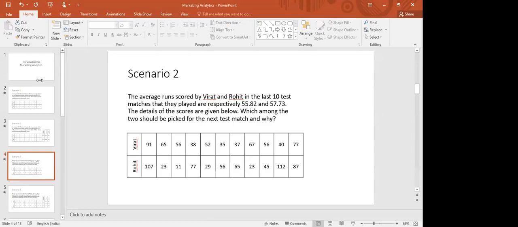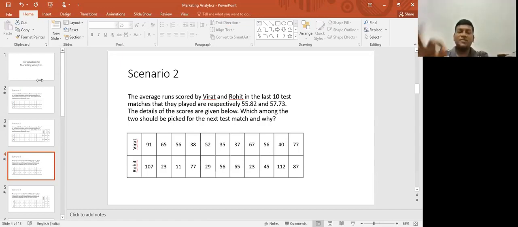If you look at the 5-point summary, then quartile 1 for Virat. Just hang on one second, Deepak. Are you all comfortable with this 5-point summary? The whole class is comfortable?